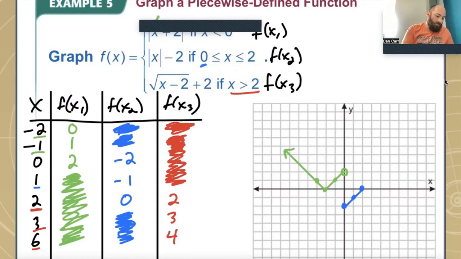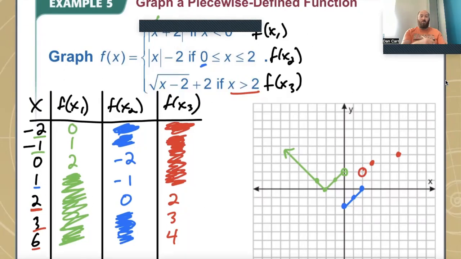And for my last one, when it's greater than 2. Now, again, it is greater than 2. So when I plot this point here, it's not part of this graph. So it's got to be a hole in the graph. So I've got 2, 2. So I'll get a hole there. Got 3, 3. And we got 6, 4. So 1, 2, 1, 2, 3, 4, 5, 6, 4.